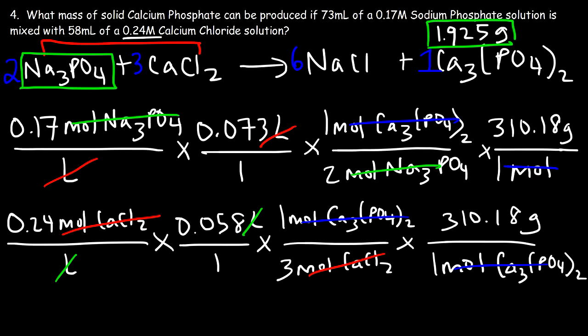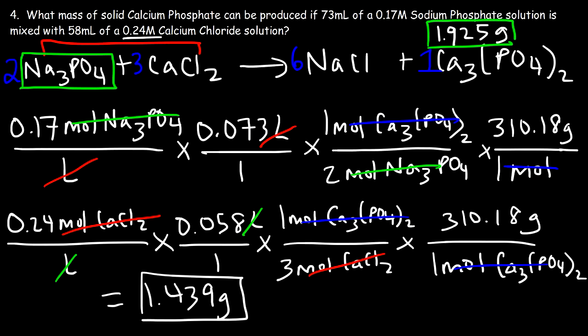So now let's get the answer. It's 0.24 times 0.058 divided by 3 multiplied by 310.18. So this is equal to 1.439 grams of calcium phosphate. So therefore, the theoretical yield, the actual mass of calcium phosphate that can be produced, the most that we can get in this reaction, is not 1.925. It's the smaller of the two values. It's 1.439. So this is the answer.